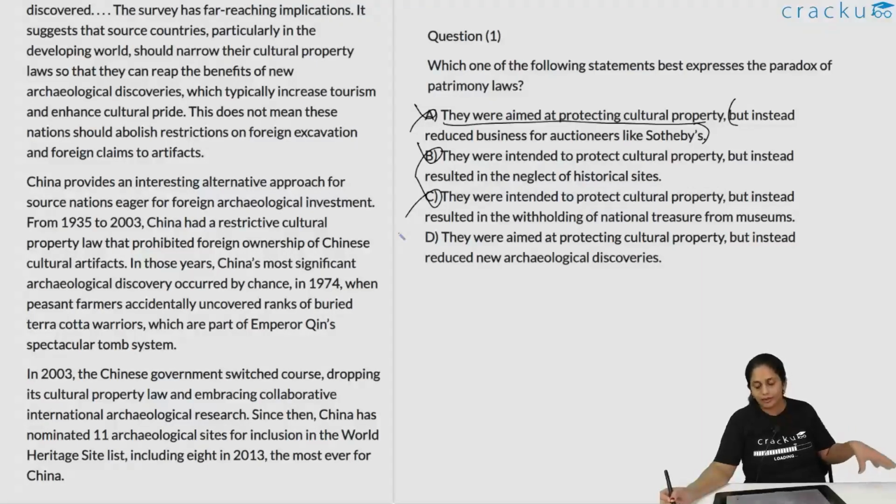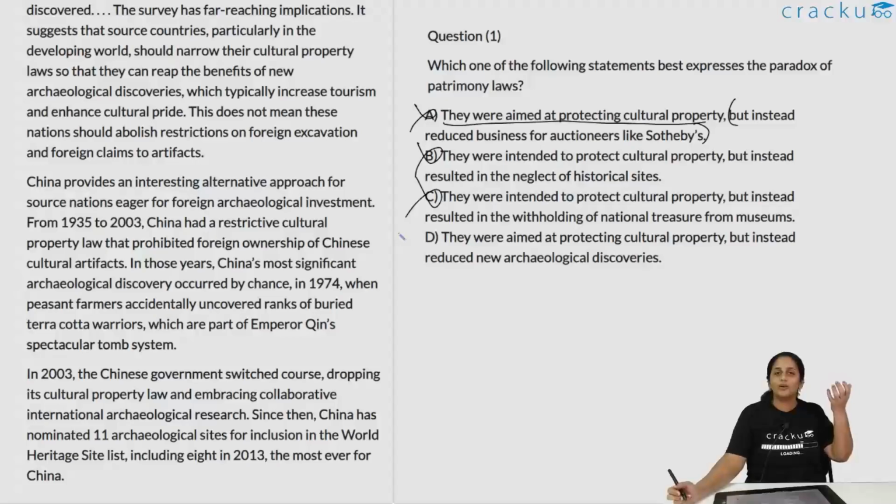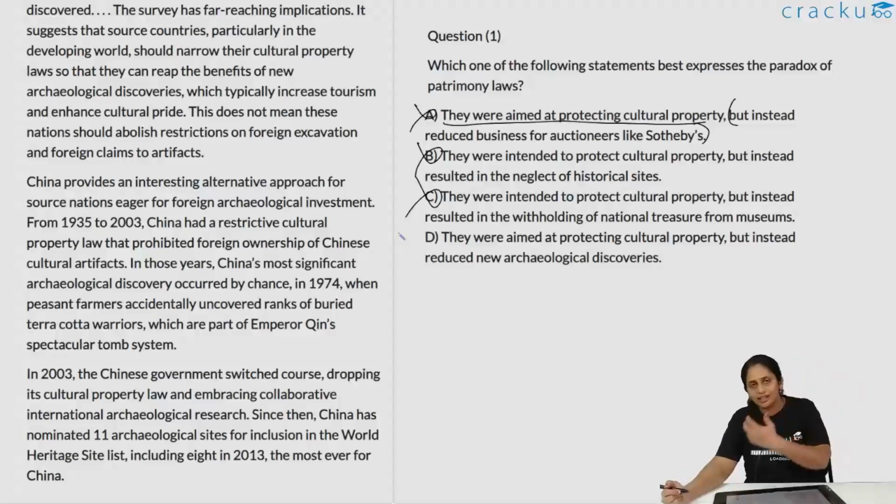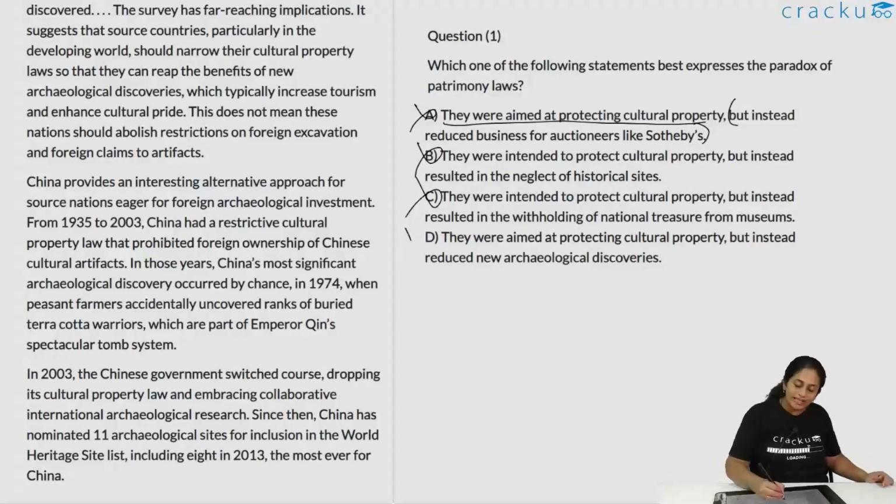D: They were aimed at protecting cultural property, but instead reduced new archaeological discoveries. This is the whole point, that once you remove the incentive to dig, nobody is actually going out and trying to find these sites as such. So D is the paradox that is mentioned in the passage.